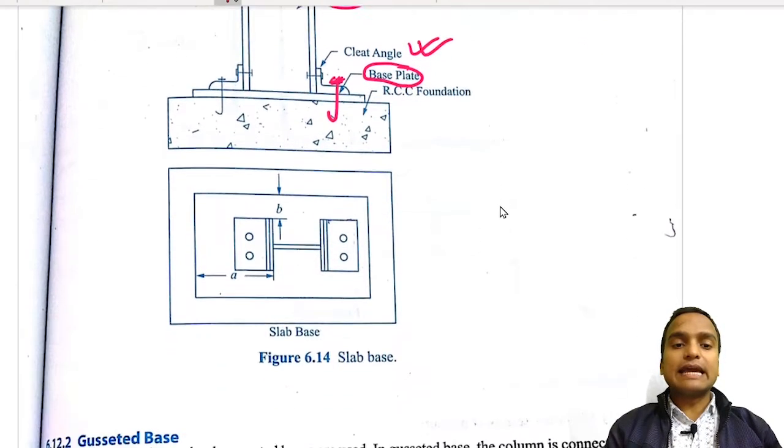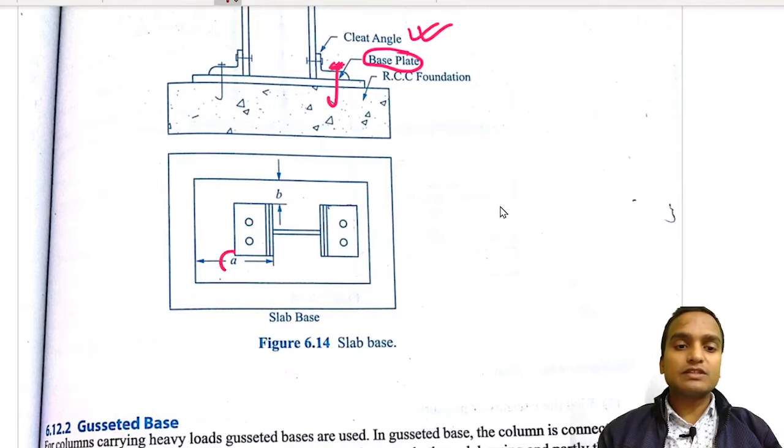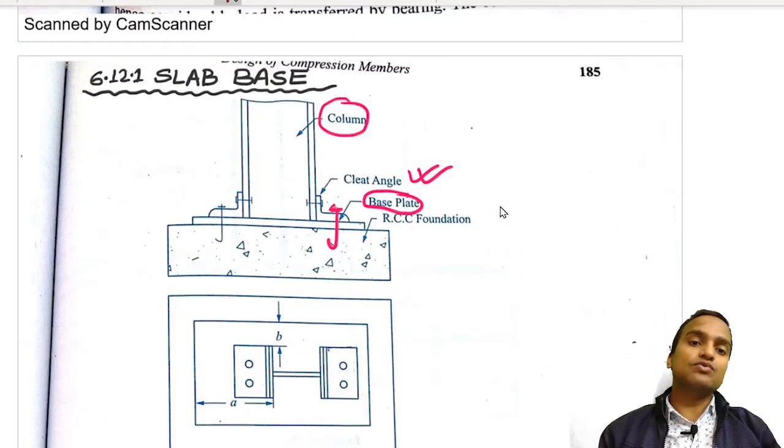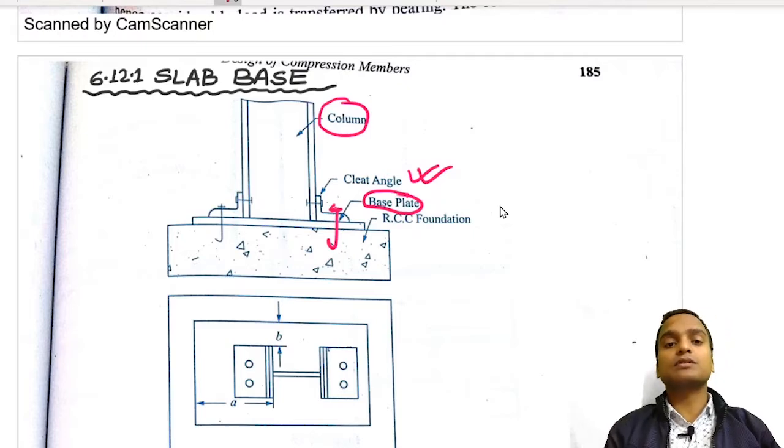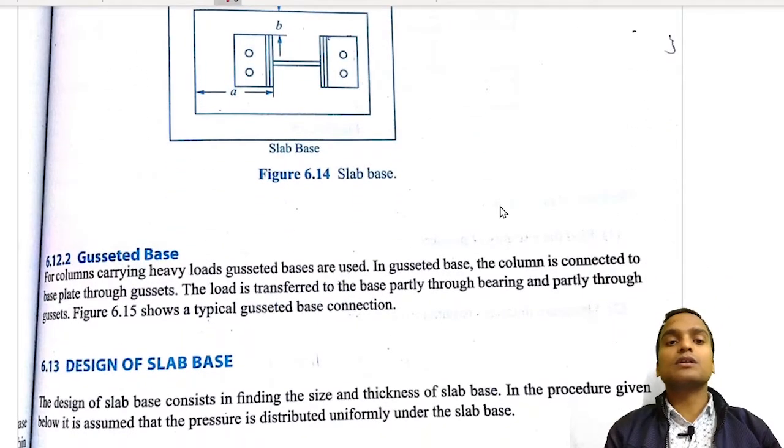So these are the A and B projection, which is generally kept equal in most of the cases in slab base. So slab base is generally used when there are normal loading conditions coming on the column. But what happens, sometimes there is huge loading coming through the compression member, and for those columns carrying heavy loads we use gusseted base, and in this type of base we transfer the load with the help of gussets and additional cover plates also if required.